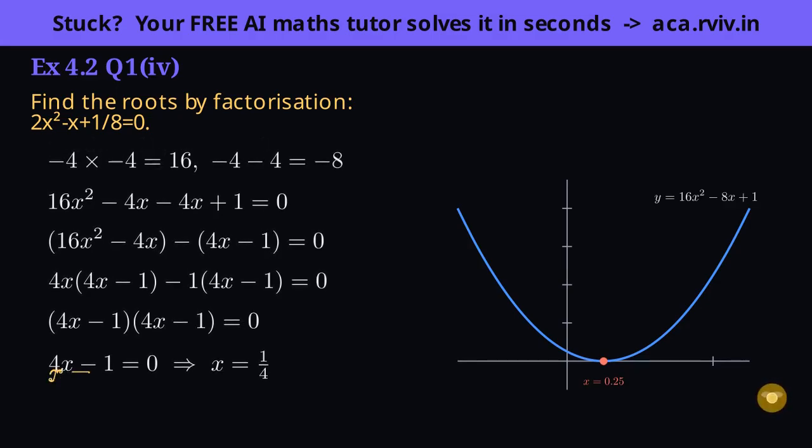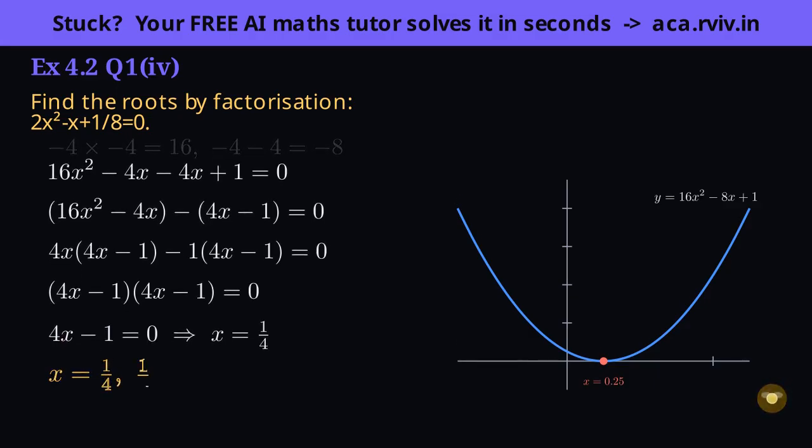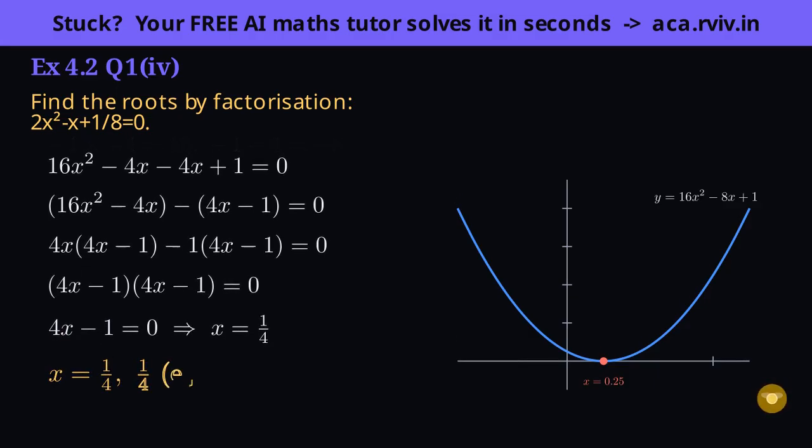The habit to keep: clear fractions before factorizing. Multiplying through by the denominator turns every coefficient into an integer. Integer product and sum searches are far quicker and less error-prone than fractional ones.